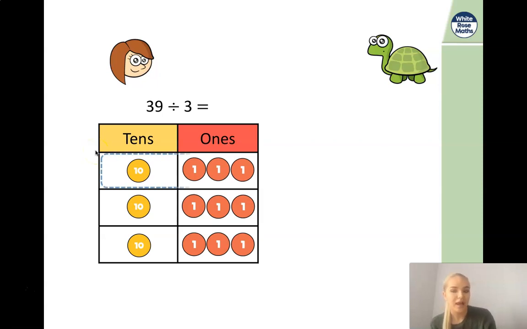So we can start thinking, how many 10s have I got in my first row and how many 1s have I got? Oh, I've got 1 10 and 3 1s, and I'm going to check that I've got that in my second row and my third row, and then I can figure out that my answer has 1 10 and 3 1s, which is 13. So 39 divided by 3 is 13.